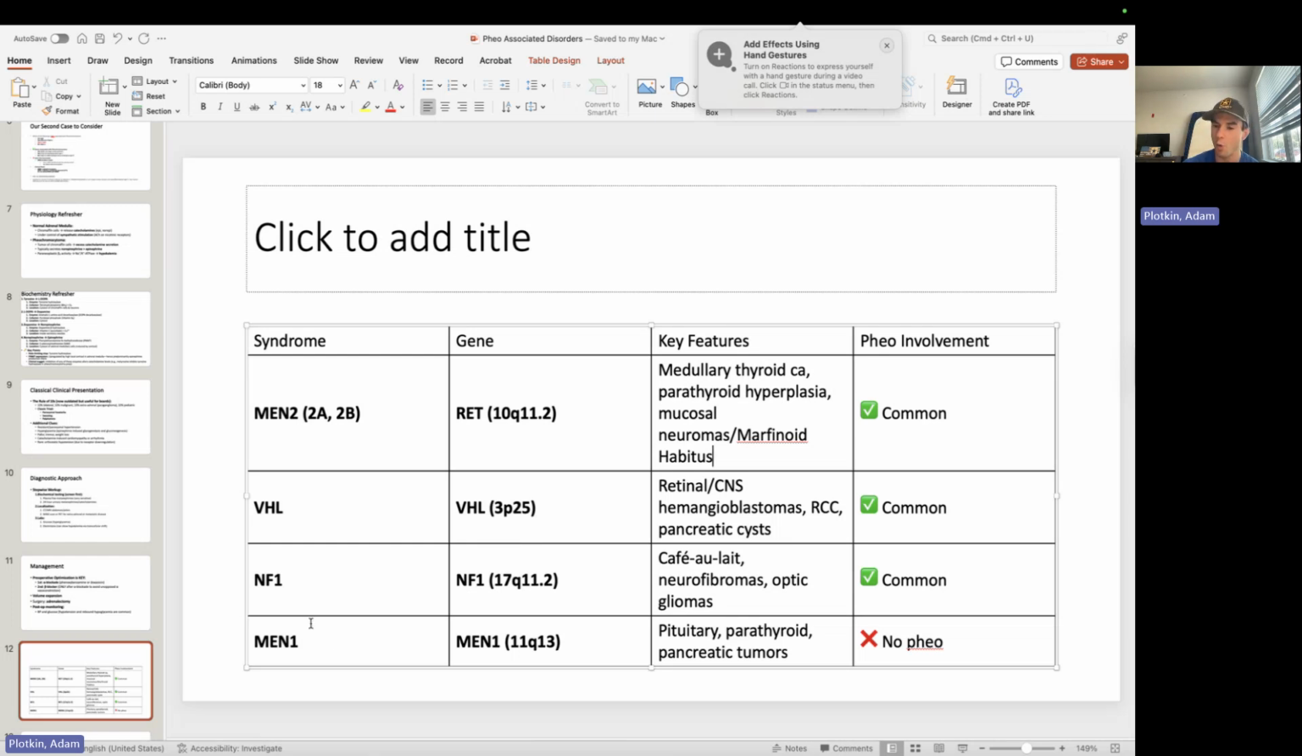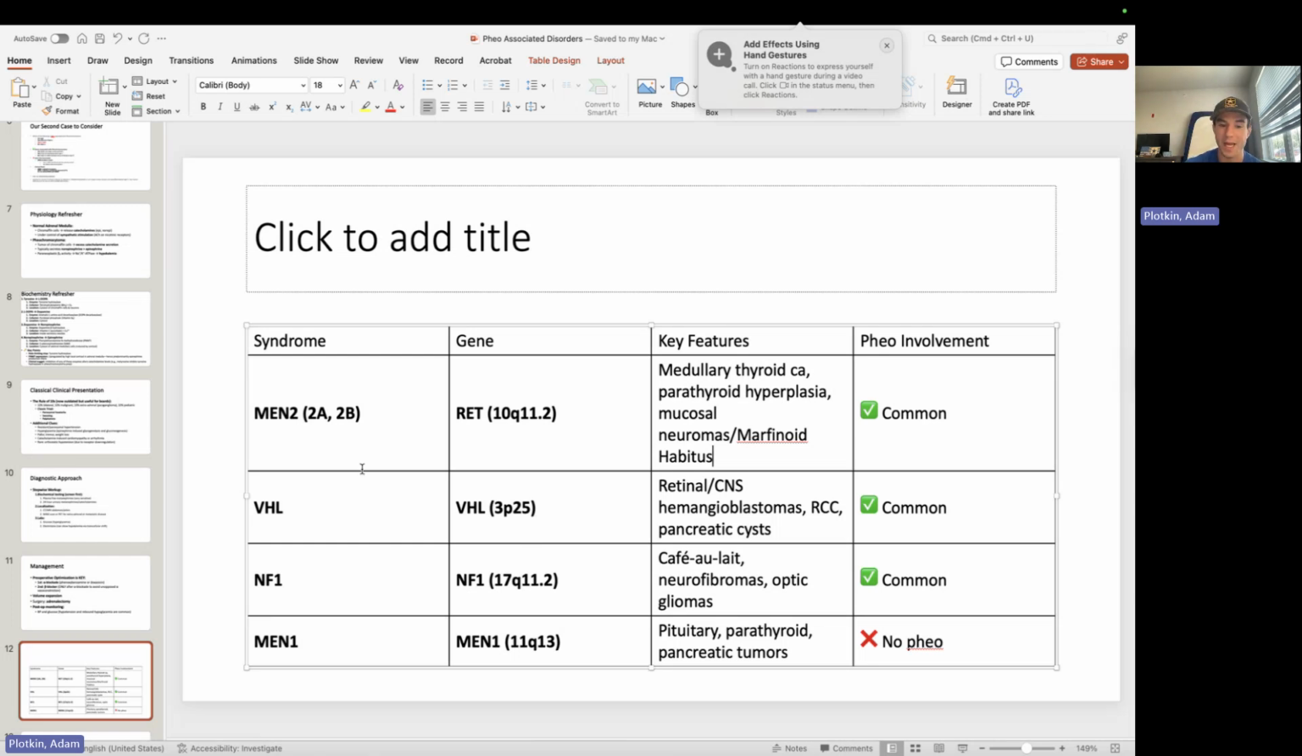But then there's the MEN1. And remember, we said MEN1, with this mutation on chromosome 11, is not associated with Pheo. That's associated with pituitary problems, parathyroid tumors, and pancreatic tumors. So MEN2, von Hippel-Lindau, and neurofibromatosis 1 are the three diseases commonly associated with Pheo, or Pheo could be on its own.